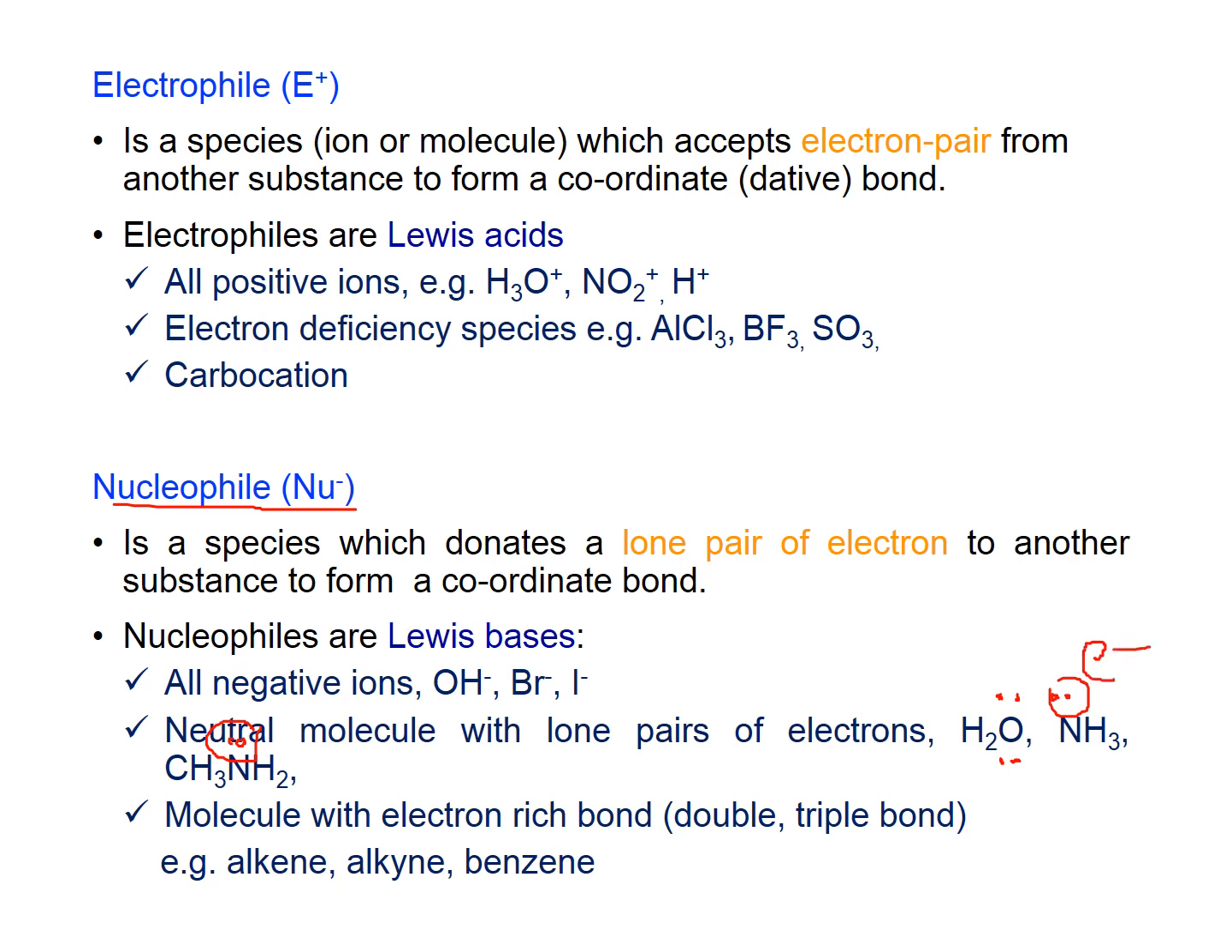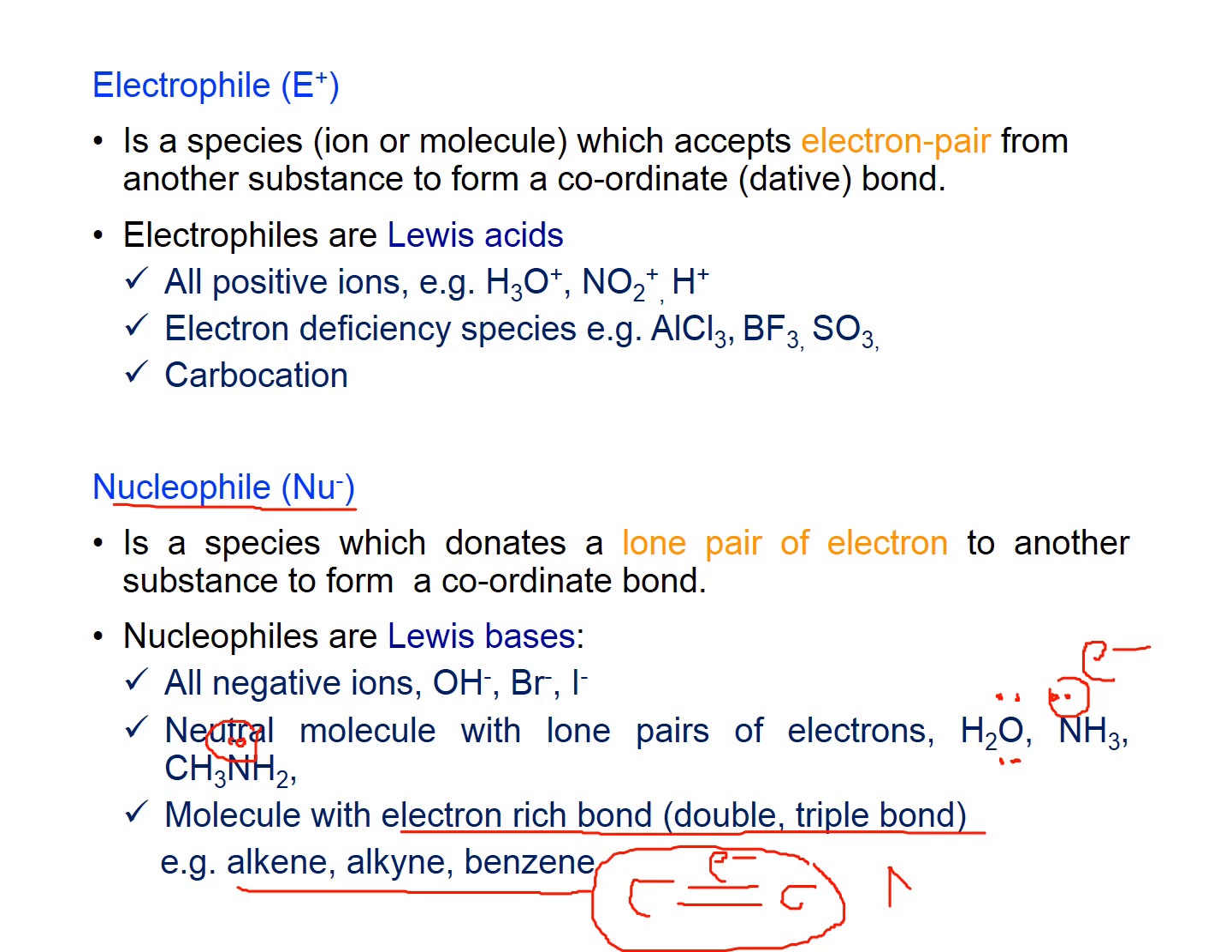Okay, molecule with electron-rich bond, double, triple, alkene, alkyne, benzene. Sebab triple bond, kita tekan triple bond, double bond. So this is full of electrons kat sini. So this bonding, double, triple bond can act as a nucleophile. Negative charge.